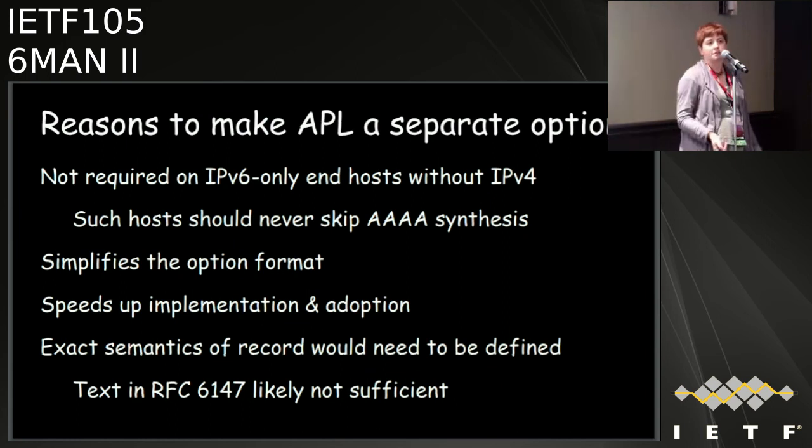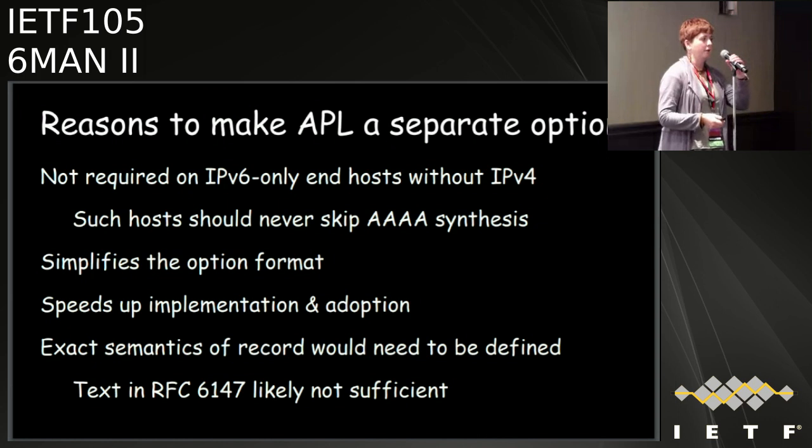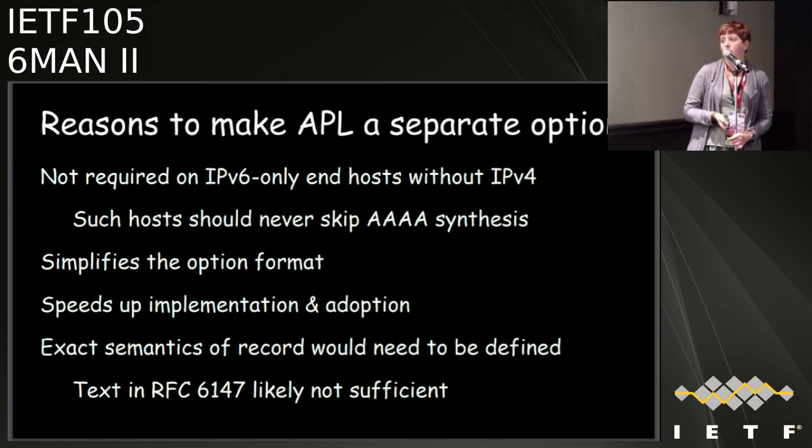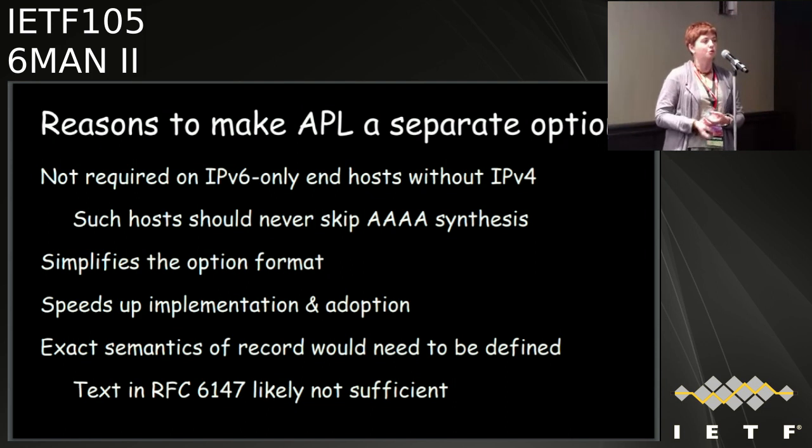So we've discussed it a bit. We believe that there is no real reason to keep those things in one option, because it makes the option format a bit complicated, which might actually slow down the implementation and deployment. And also, I personally have issues with operators telling me that IPv6 is too complex and difficult to understand. So I prefer to keep it simple. Also, the exact semantics of this option and what the host is supposed to do with it is not actually clear, because there is an experimental RFC for APL. So some clarification would be required to explicitly specify the host behavior.